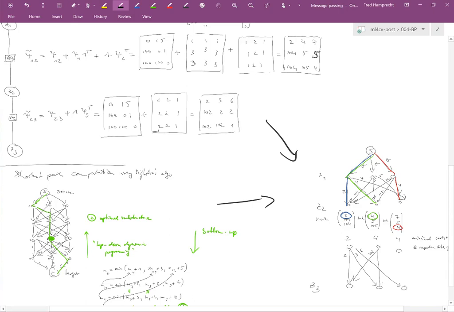This cost is 2. This cost is also 2. And this cost is 102, 102, and 1.